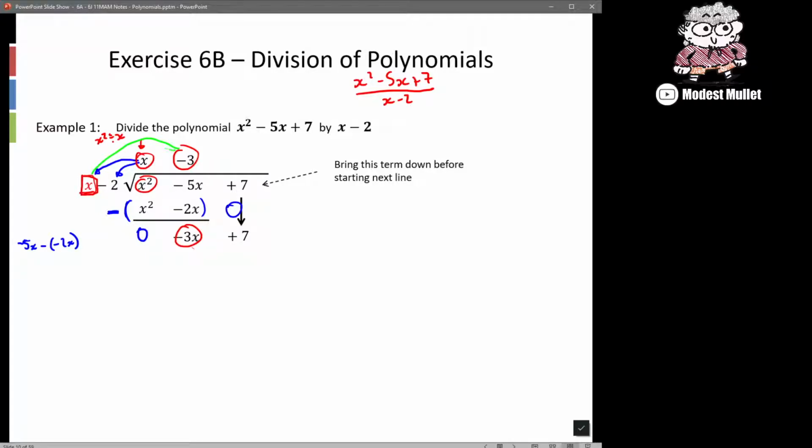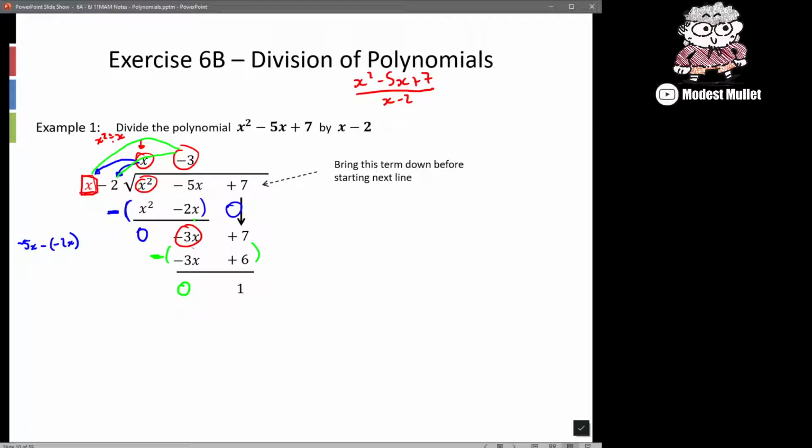We're going to multiply it by both of those numbers, and we're going to put it in here. Okay, so negative 3 times x is negative 3x. And then negative 3 times negative 2 is plus 6. And we're going to do the subtraction again. So negative 3x take away negative 3x is 0. And 7 take away 6 is 1. And that's what we get.